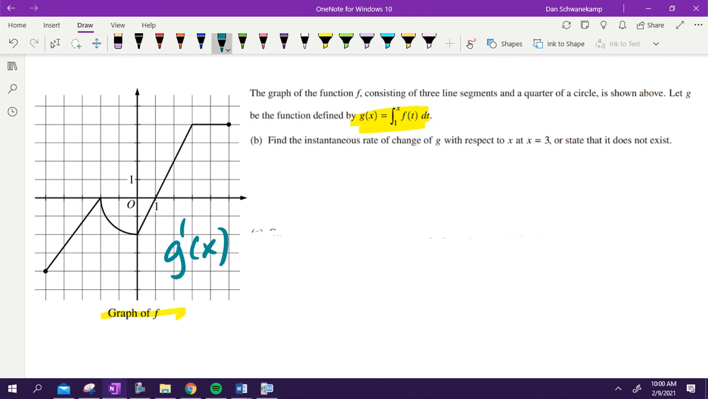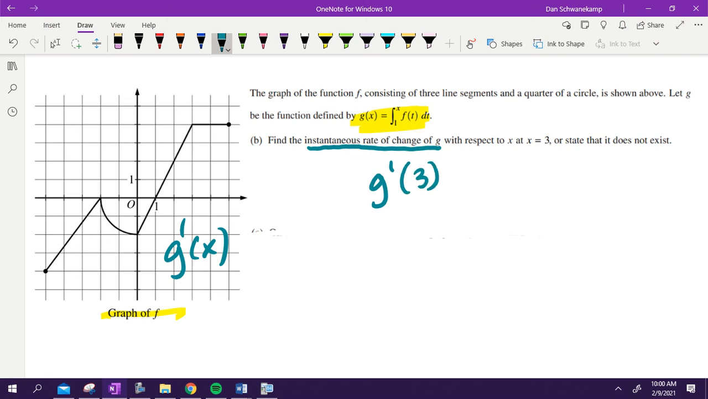Cool. Find the instantaneous rate of change of g. What does it mean you're doing if you're finding the instantaneous rate of change of g? The slope of g. What's another way of saying the slope of g? G prime. That's what it's asking for. It's asking for g prime at 3.